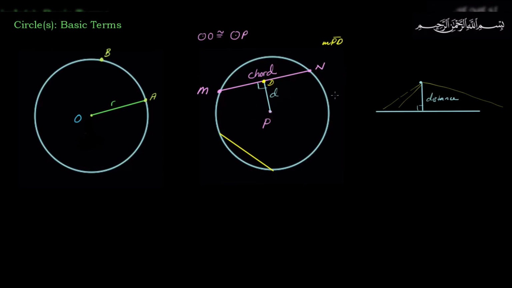circle P. Okay, and for this particular, the yellow chord over here, you would similarly draw a perpendicular line like this, and this distance that you would measure over here, let's call that D2, and let's call that D1. That would be the distance of the chord from the center of the circle, center P.